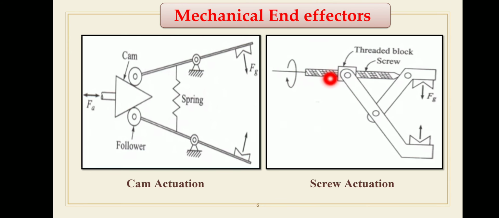Suppose this is the screw and threaded block. It gives exactly the actuation of the two fingers. The screw is turned by a motor, meaning the screw is directly attached to a motor or reducing gearbox. The motor acts as the drive in the case of screw actuation, usually accompanied by a speed reduction mechanism.